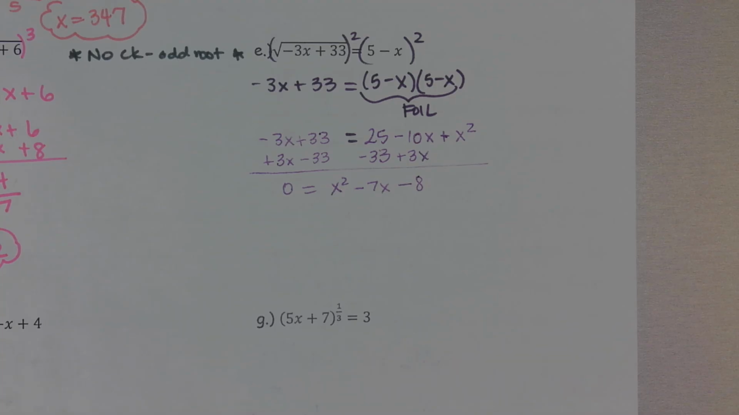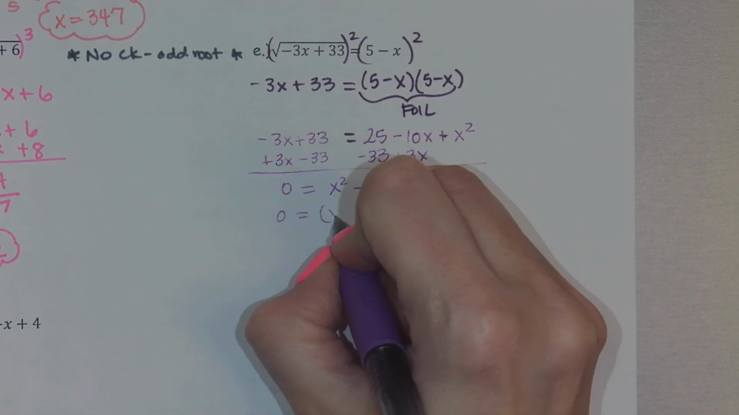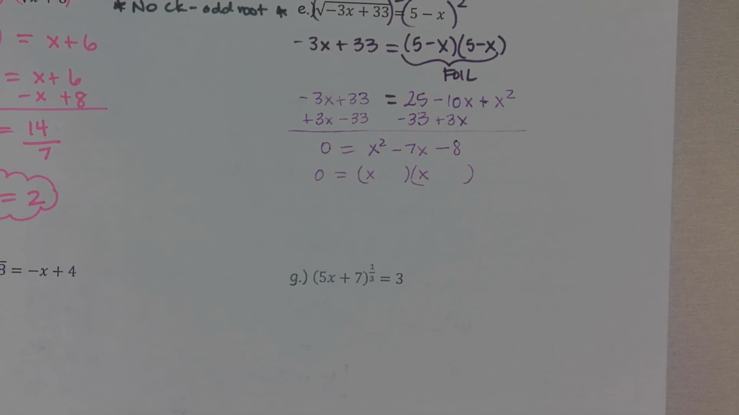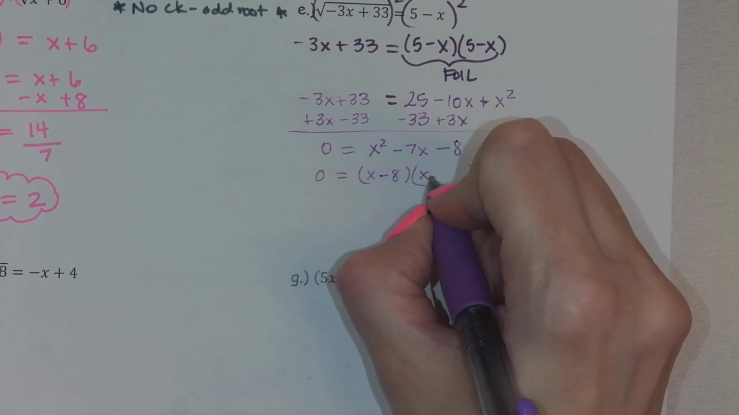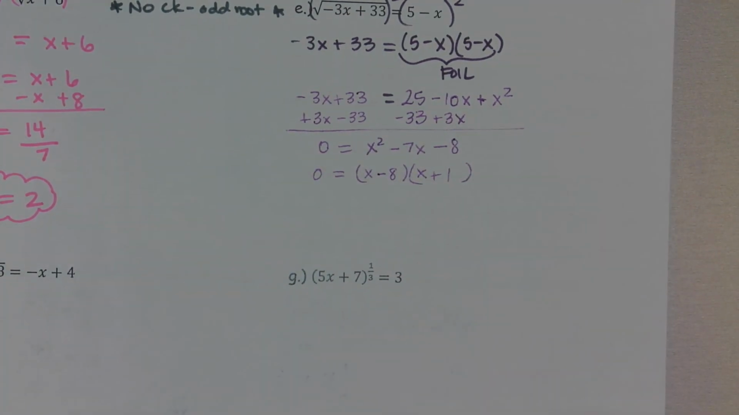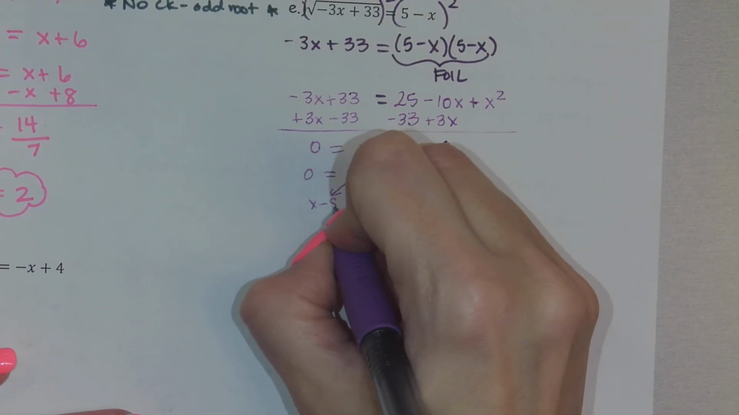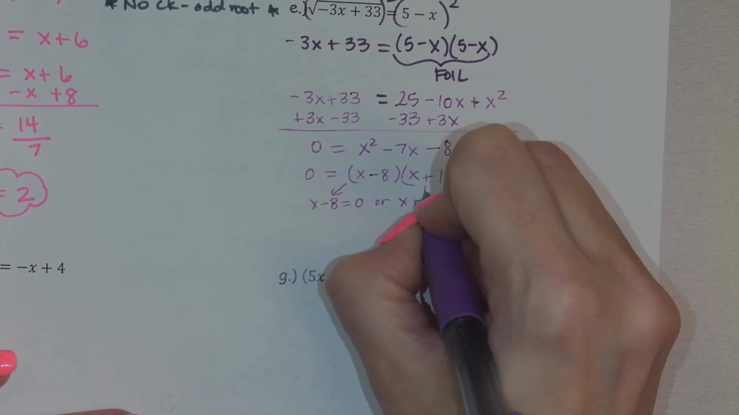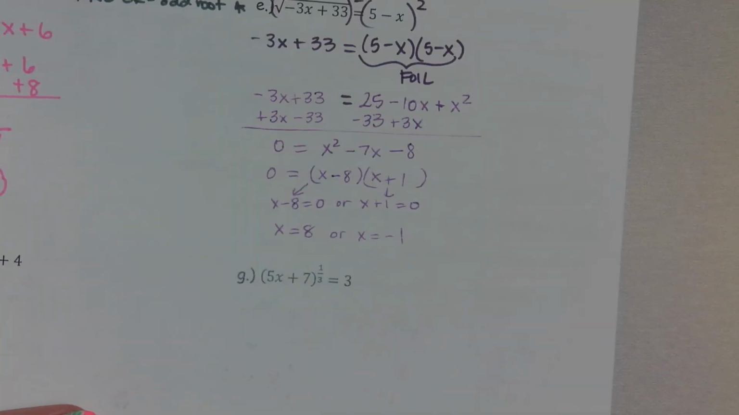Okay, so the reason we want to put them all to one side is so that we can do what? Factor, that's right. Good job. Okay, so I'm going to start with x and x. This one's pretty simple to factor, right? It multiplies to negative 8, adds to negative 7, so negative 8, positive 1. Okay, so we're going to use the zero product property. It's either x minus 8 equals 0 or x plus 1 equals 0. So x equals 8 or negative 1.